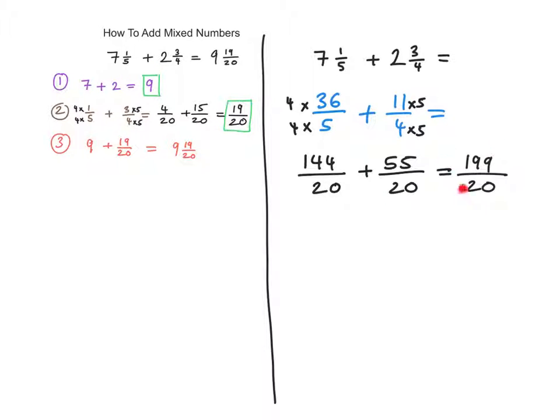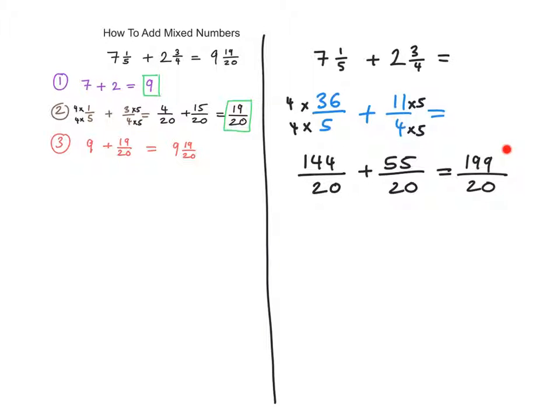Now, is this fraction in its simplest form? Well, we check this by seeing, is there a common factor? Is there a number that divides both of these numbers? And the clear answer is no. There is no number that goes into 199 and 20. So this fraction is in its simplest form. Now, we can write our answer as a fraction, and clearly this is an improper fraction, so I can write my answer as an improper fraction, or I can convert this improper fraction into a mixed number.